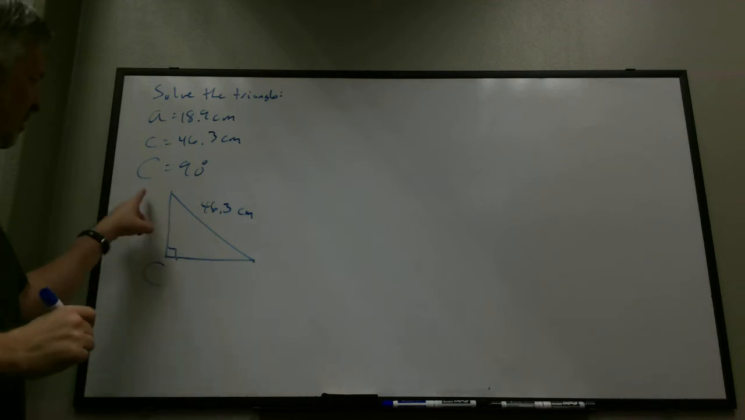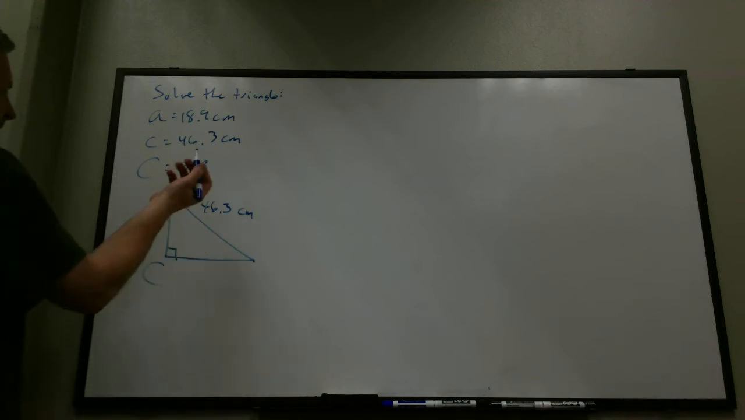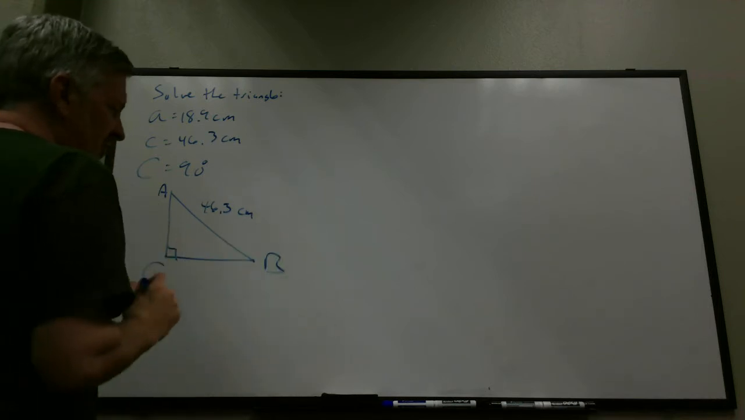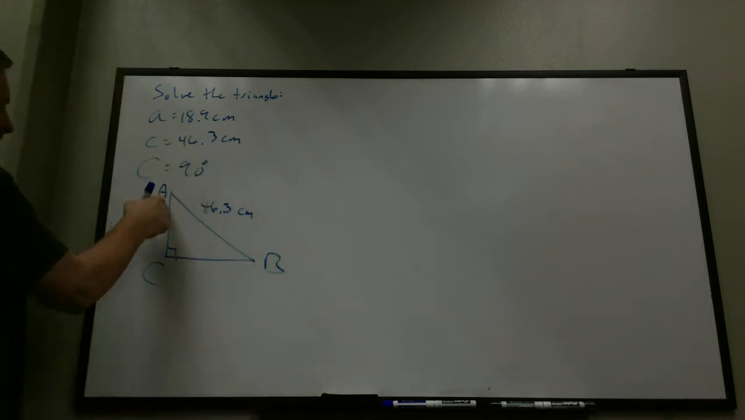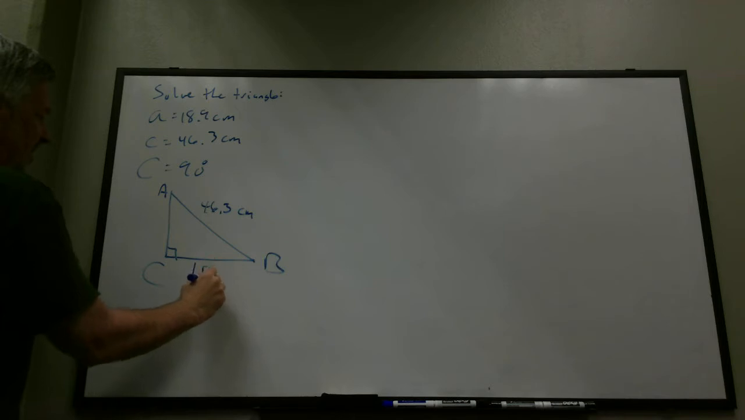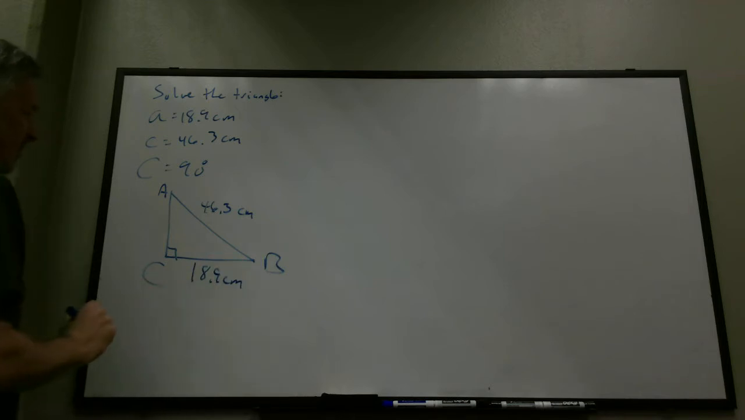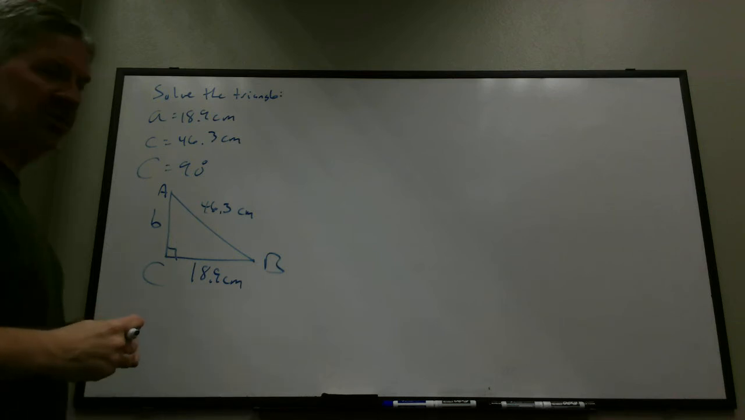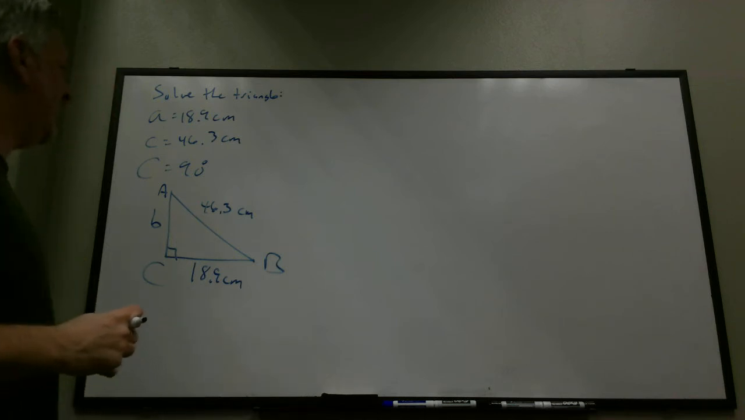And it doesn't matter which one you call A and which one you call B. For example, if I call this capital A and this capital B, just as long as you're consistent, little a is across from capital A. So that's 18.9 centimeters, which means little b is over here. Okay, so we need to find the remaining two angles and the remaining side.